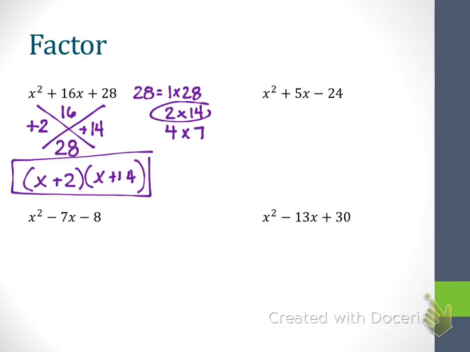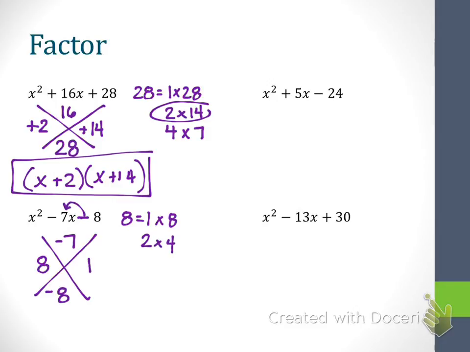Okay, let's do the one underneath it. Negative 7 goes up top. Negative 8 on the bottom. I'm going to list the factors of 8. 1 times 8. 2 times 4. And I look, is 8 positive or negative? Negative. So I ask myself, which ones subtract to give me 7? 8 minus 1. But 7 is negative, so that means I have to give the negative to the bigger number, which is 8. So 8 is negative, 1 is positive.